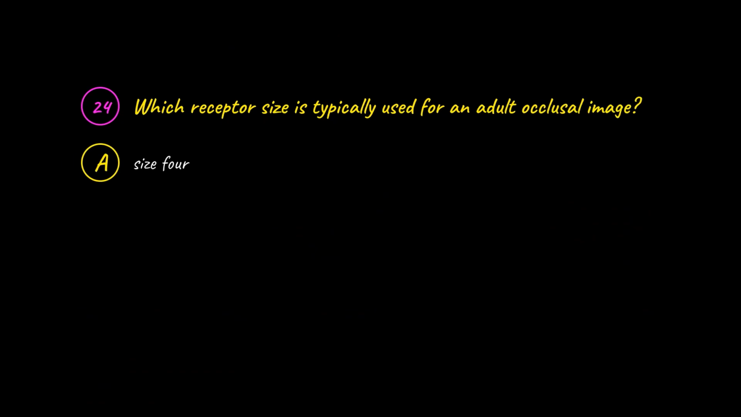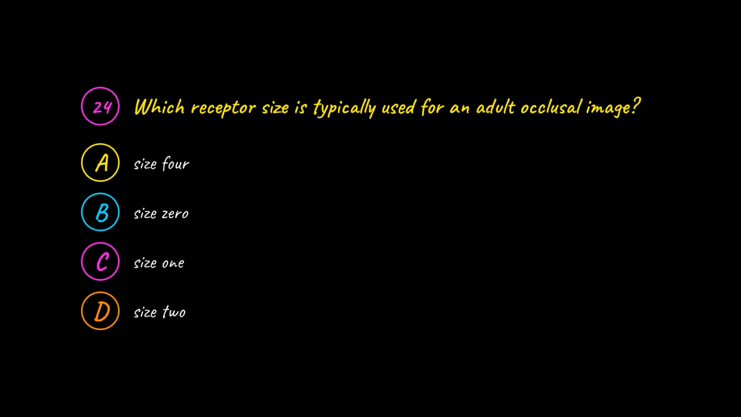Question 24. Which receptor size is typically used for an adult occlusal image? Your options are A. Size 4, B. Size 0, C. Size 1, D. Size 2. Got a guess? Lock it in.